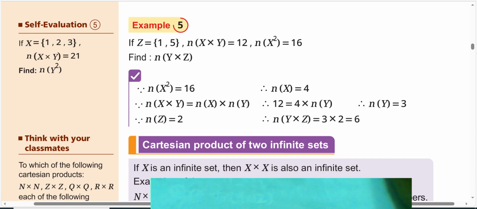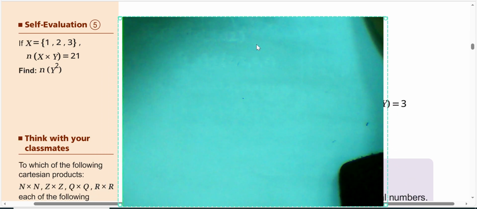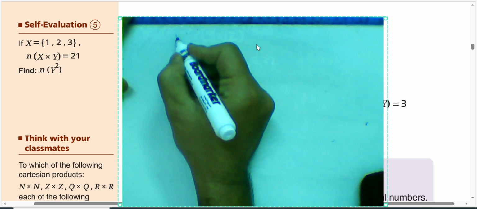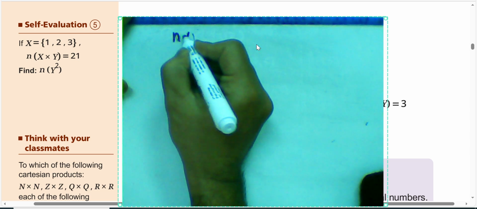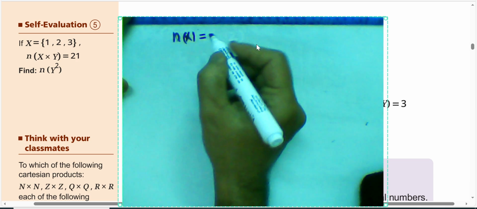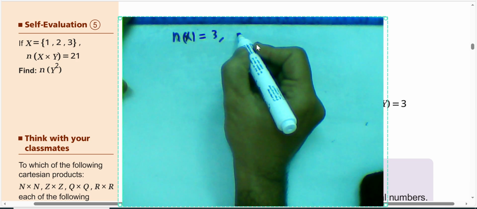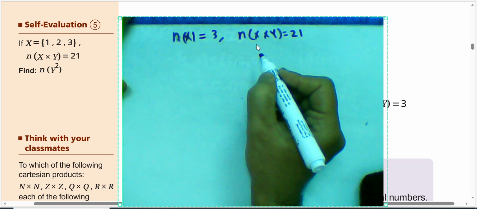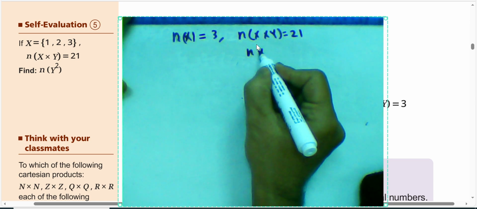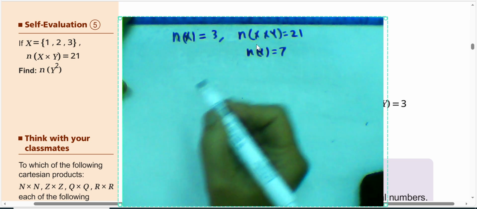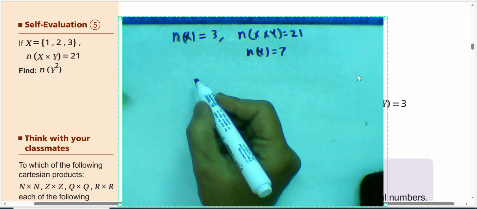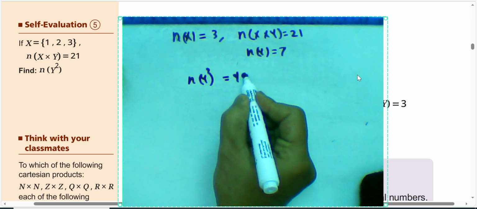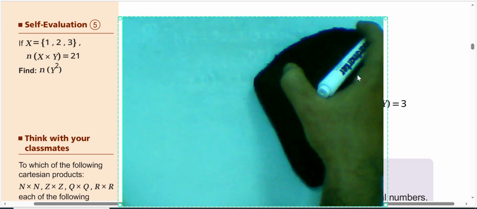Example number 5, self-evaluation. We have x was {1, 2, 3}. The number of elements of x has 3 elements, and they give me the number of elements of x Cartesian product with y was 21. The number of elements of y will be 7 because 3 times 7 is 21. Then the number of elements of y squared will be 49. 7 times 7, 49.